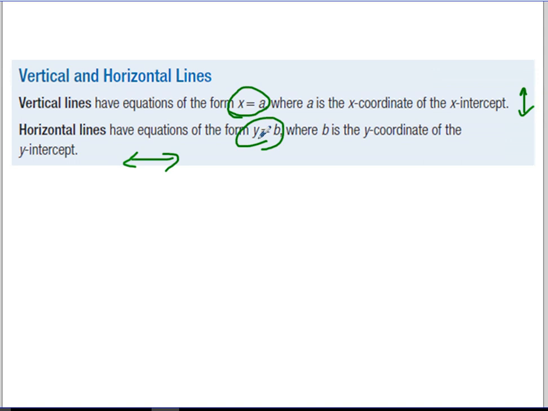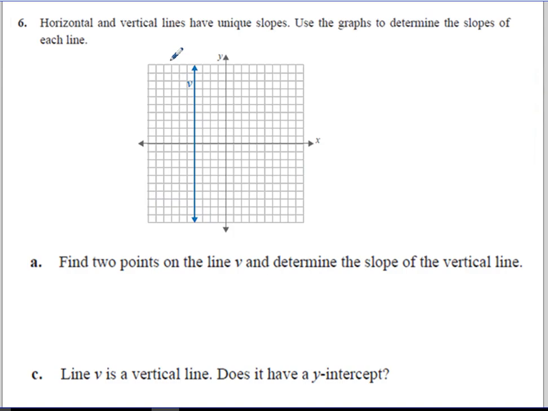Unless you get it to where y equals 0, then it's going to go right along the x-axis. And so you have straight up and down, straight left to right. And so it's saying we have unique slopes for these. And notice I divided this. This is A and C. So we're going to skip around the questions to answer the 2 that relate to each other for this question. So find 2 points on line B to determine the slope.